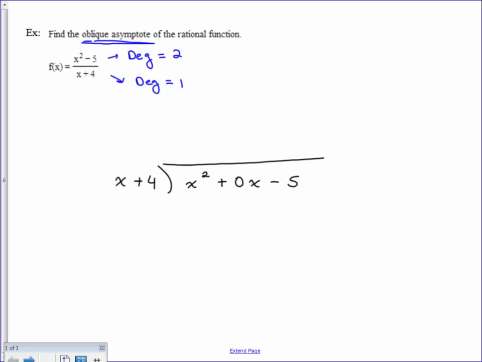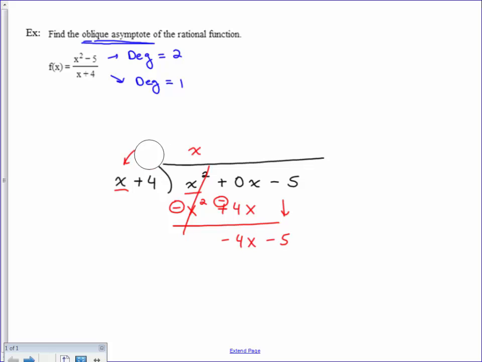Start the long division by looking at the x and the x squared. What would I multiply by x to get me x squared? Well, I'd need another x. Take this x and multiply it down. So x times x is x squared. X times 4 is 4x. Draw a line, change my signs. These two would cancel, and then I would have negative 4x, and I'd need to bring down a negative 5.